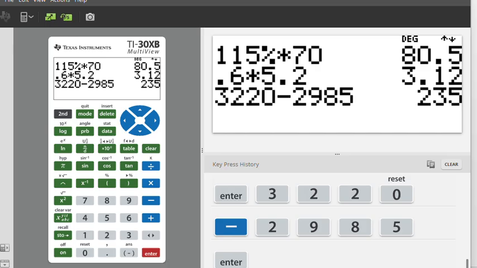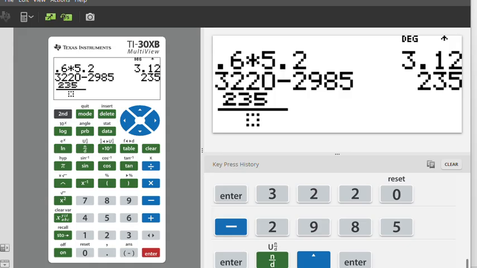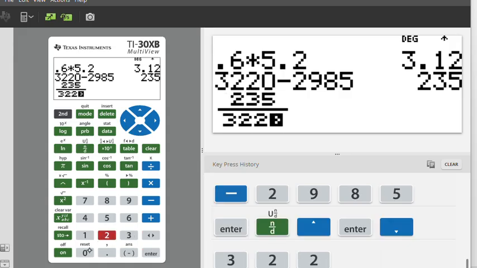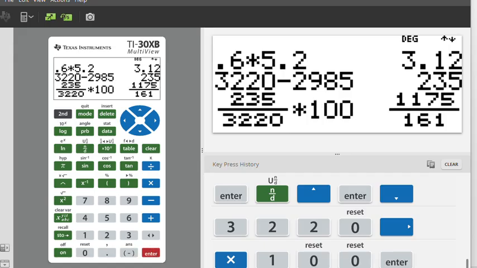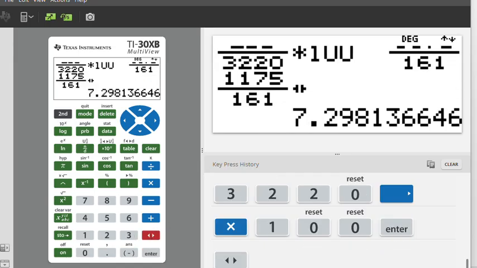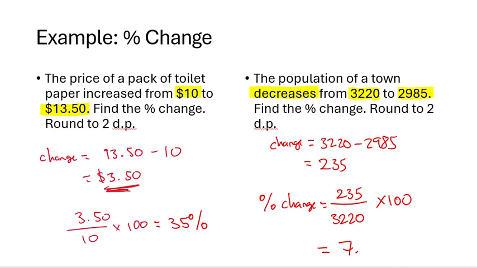So if you type that in exactly, 235 divided by 3,220 times 100, you will get 7.30%. Okay.